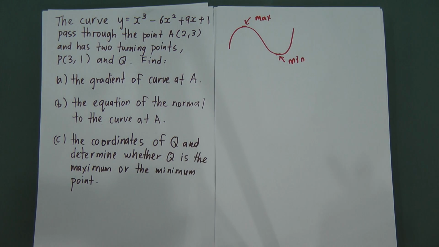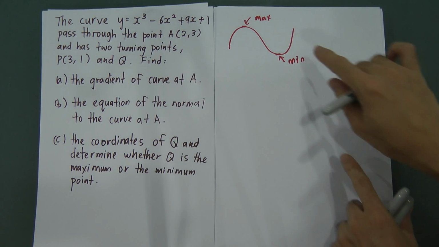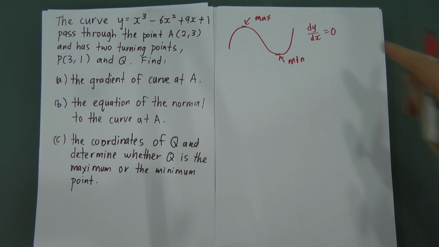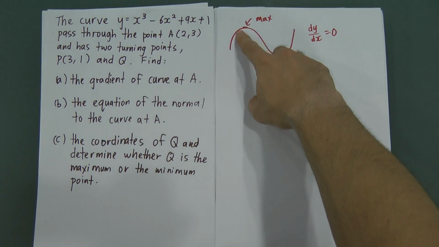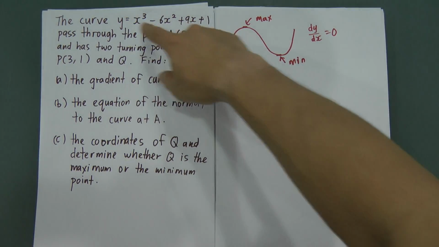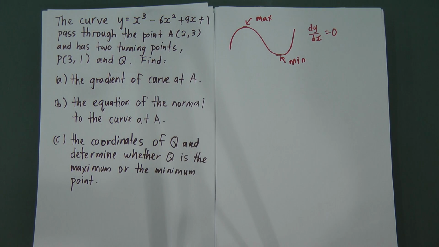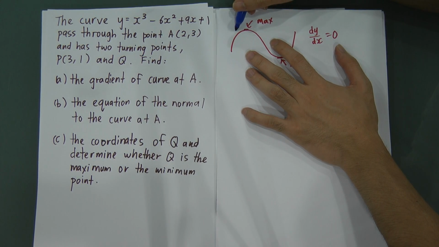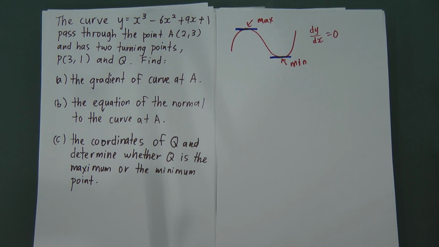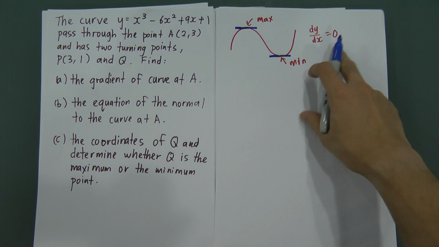When you see a turning point in this chapter, it will always mean dy/dx equals 0. Why does dy/dx equal 0? Because at a turning point the gradient is 0. dy/dx means the gradient of the curve. So at a turning point they have 0 gradient, which is something like this. Remember, at a turning point, at a maximum point or at a minimum point, dy/dx equals 0.